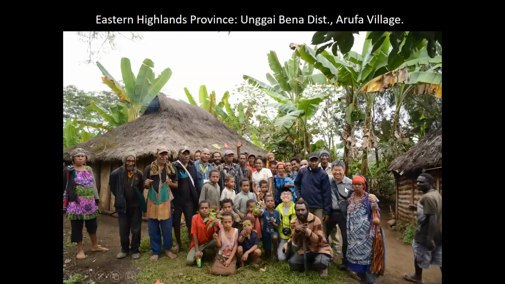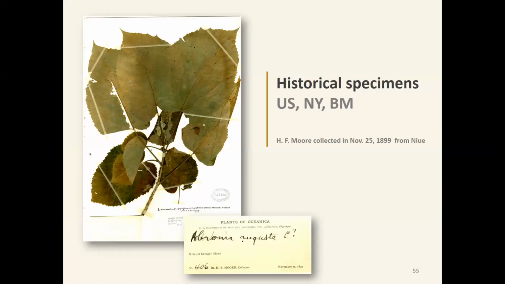But sometimes, finally, we find a tree, okay? This is a village called Arufa, and we found this tree. We were very, very happy to find it, of course. And also, because this tree used to be very widely cultivated, but many islands no longer have the tree, we are also trying to get the DNA from ancient or herbarium specimens.